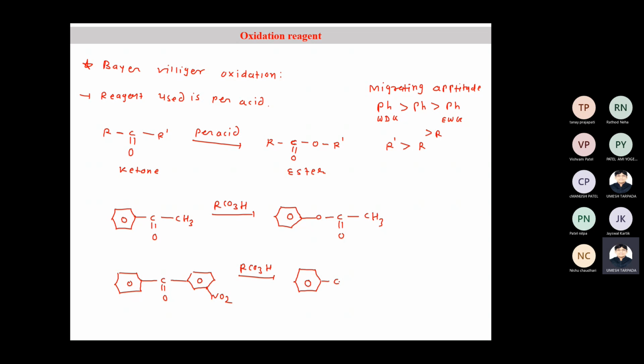The electron withdrawing group makes this benzene ring electron deficient.